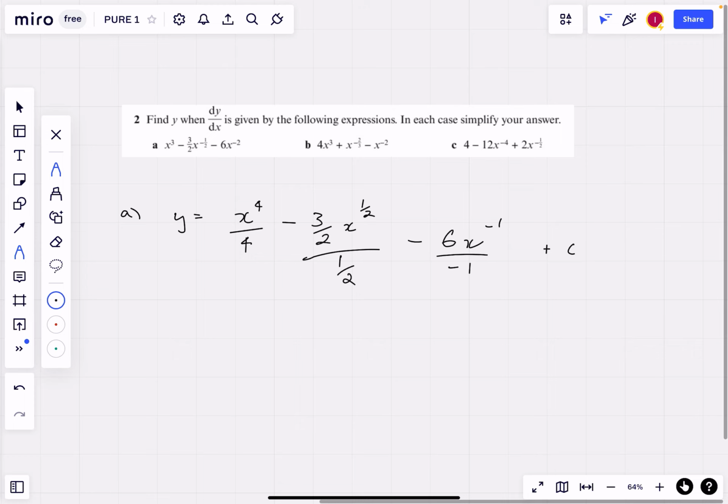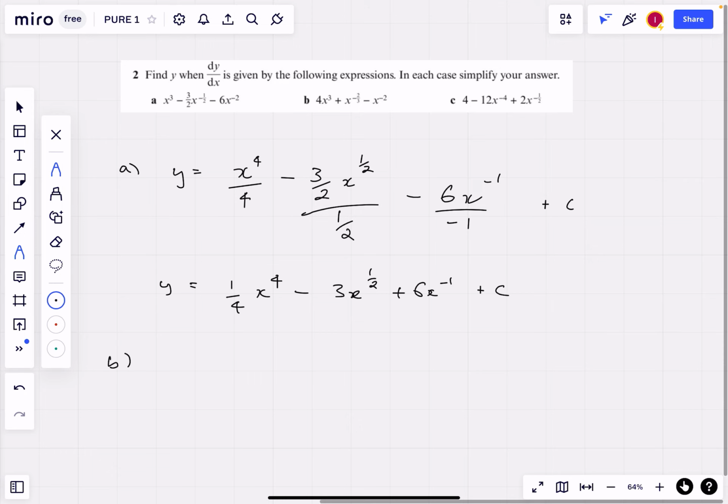Now, it's just a matter of simplifying. So a quarter x to the power of 4 minus 3x to the power of a half plus 6x to the power of minus 1 plus c. That's what you should have at the end. That's your final answer for integrating.